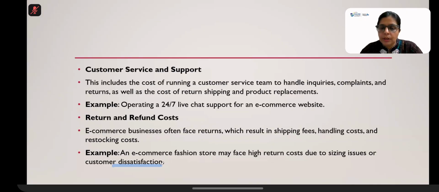Okay, because of returns. So this is also a cost that is on the seller, and the seller has to take care of these costs, and they add these costs to their overall business cost.